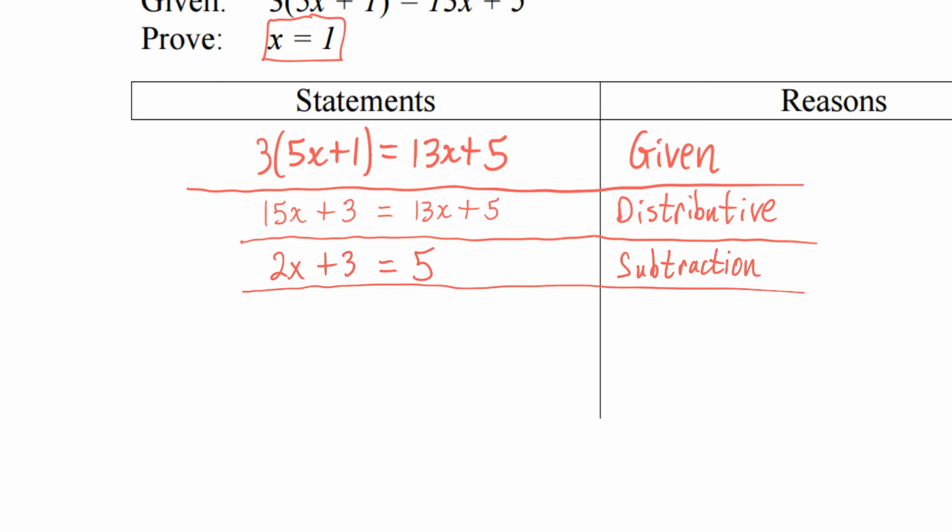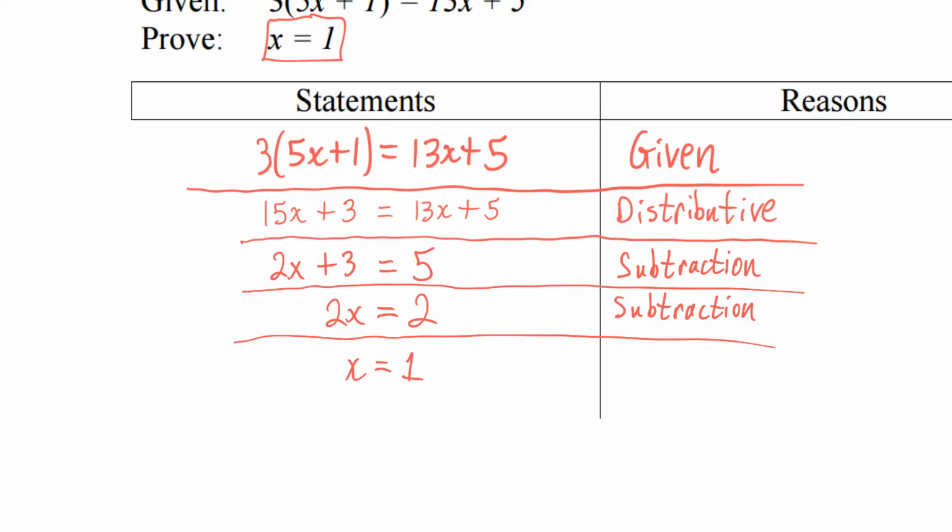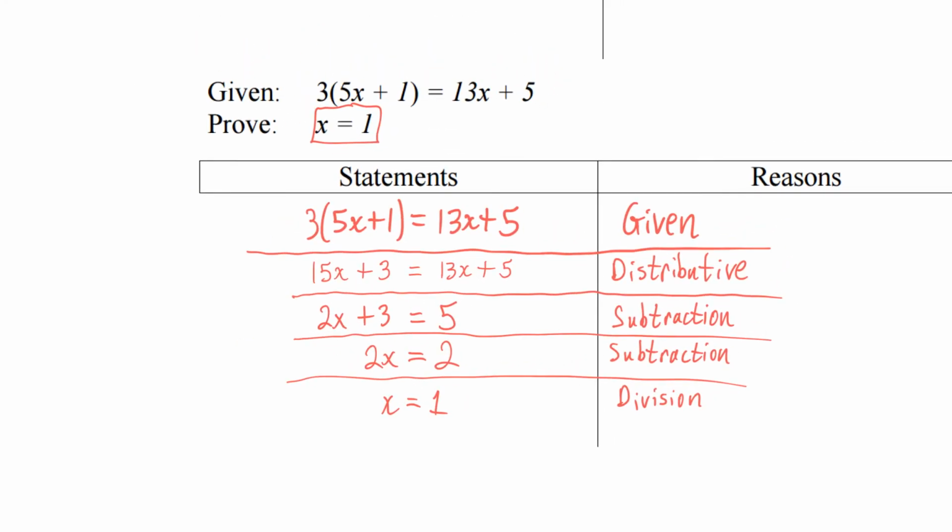Okay, so what are we going to do on this next one? Subtract. Yeah, subtract. We're going to take 3 from both sides. So if I take 3 from the left-hand side, what's that going to leave? 2x. Take away 3 from that side, it leaves 2. We applied the subtraction again. Okay, then what are we going to do? Divide by 2 on both sides. And so that's going to leave x equals 1. We apply the division property. Is that what we were trying to prove? This matches this. Good. Done.